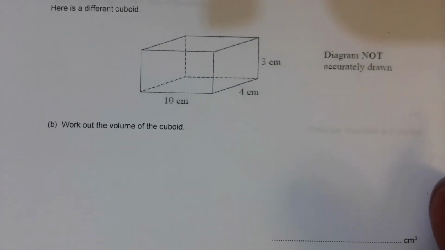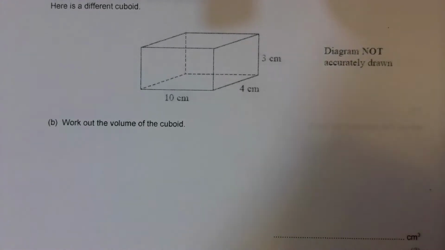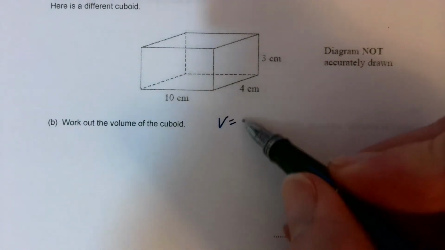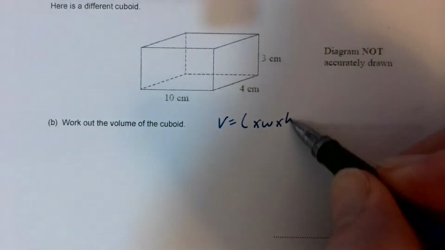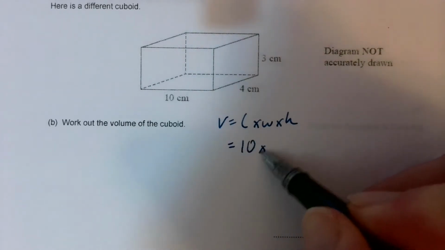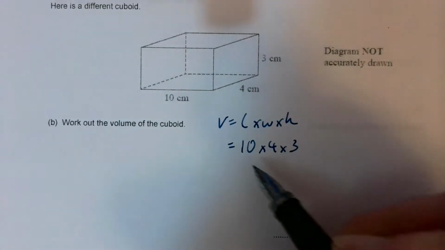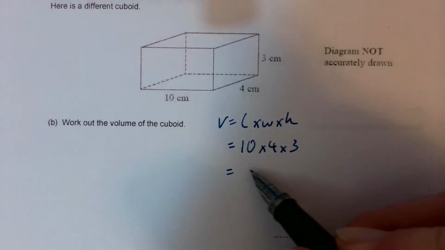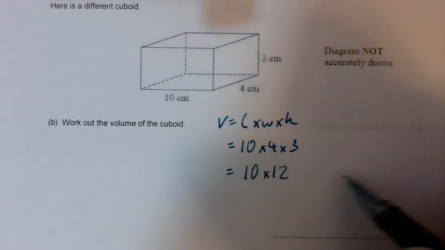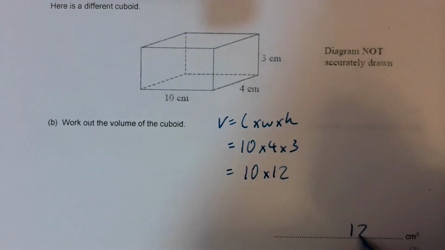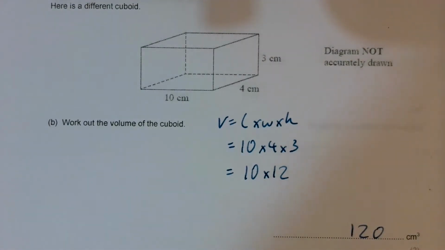Part B, working out the volume of the cuboid. Well, volume of a cuboid is length times width times height. So it's 10 times 4 times 3, done in any order you like. 4 times 3 is 12, so 10 times 12 gives you 120 centimetres cubed.